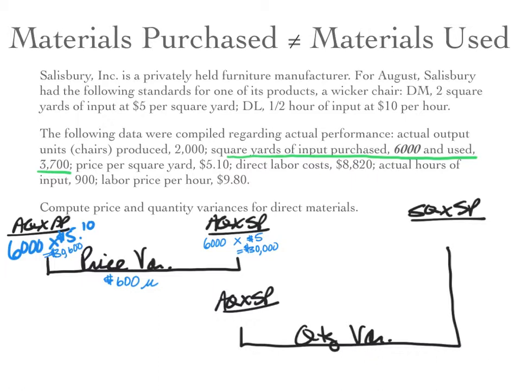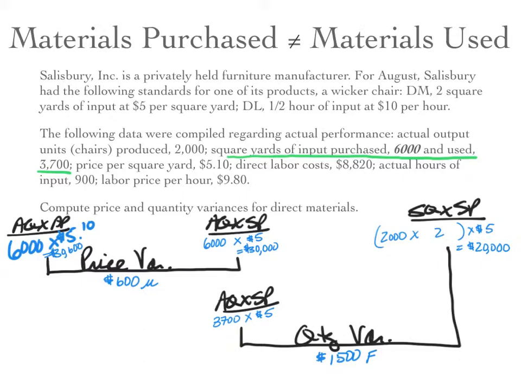And our quantity variance, so the quantity used was 3,700 and our standard price was $5. So our standard price again is $5. Standard quantity, what should have happened at the actual level of production. Actual level of production was 2,000 chairs. What should have happened was 2 square yards per chair. That gives me a standard cost of 20,000. So that number really didn't change from the first time we did this problem. And our quantity variance then would be 1,500 favorable.